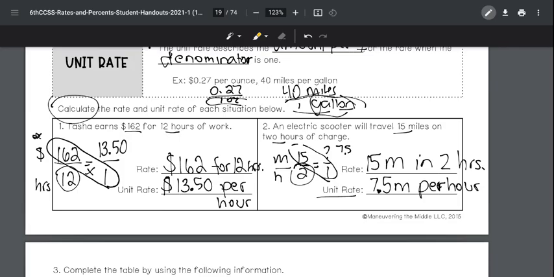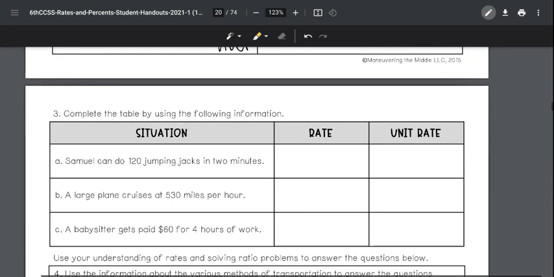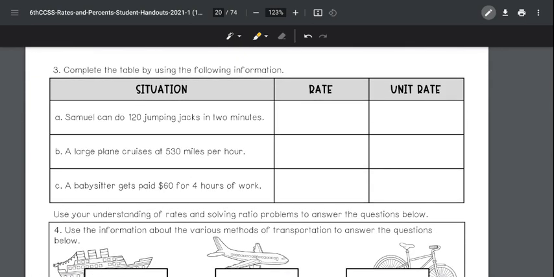All right, flip your paper when you're ready. All right, example number 3. Complete the table by using the following information. So once again, here's our situations, just like those last 2 examples we did. We're taking that information and finding our rate, and then we're going to take that to figure out our unit rate.